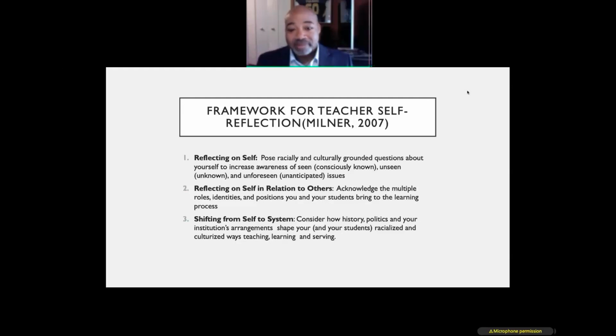And then finally, he suggests that we have to start thinking about how we shift from ourselves to the system, how we can make changes in the system. That means we have to understand ourselves and our particular points of view, but also we have to think about the context that we're in, the history, the politics, the various arrangements of our institutions, and how they shape the way that we behave, think, teach, lead, and how they shape the way our students react to those things.